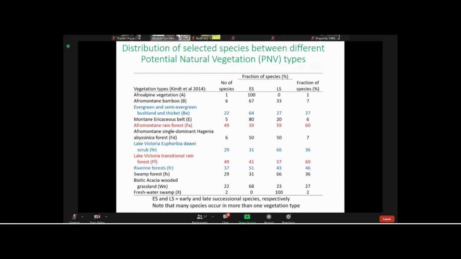If we look at the distribution of selected tree species between different potential vegetation, we observed that Afro-Montane rainforest is the most represented. Many species belong to the Afro-Montane rainforest and the Lake Victoria transitional forest. We can note that this is not 100% because many species can occur in more than one vegetation type.